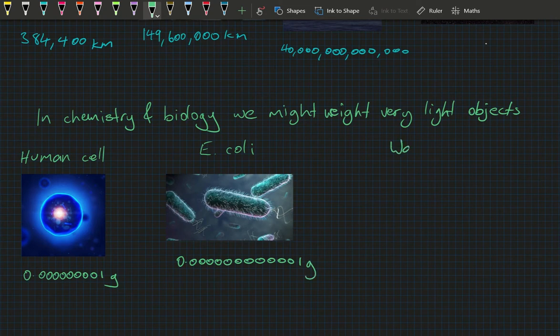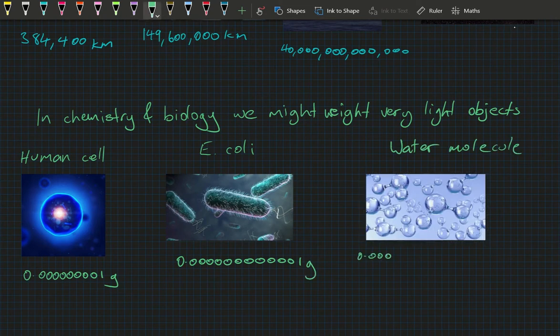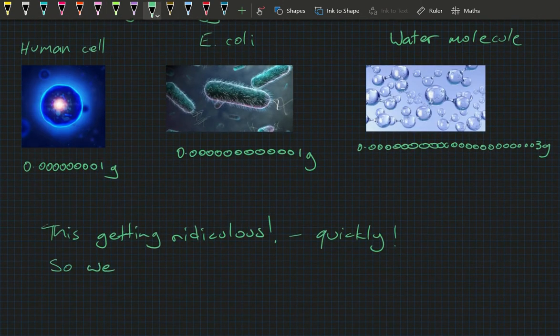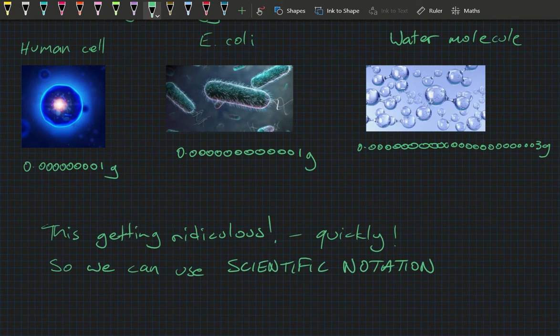What about a water molecule? One water molecule is 0.00, I'm just going to write it down. That's tiny. This is obviously getting laborious to write out. So we need to find a shortcut, and this is where scientific notation comes in.